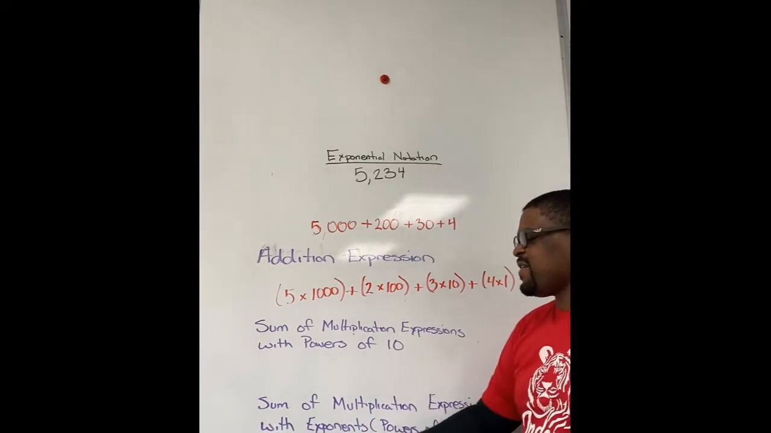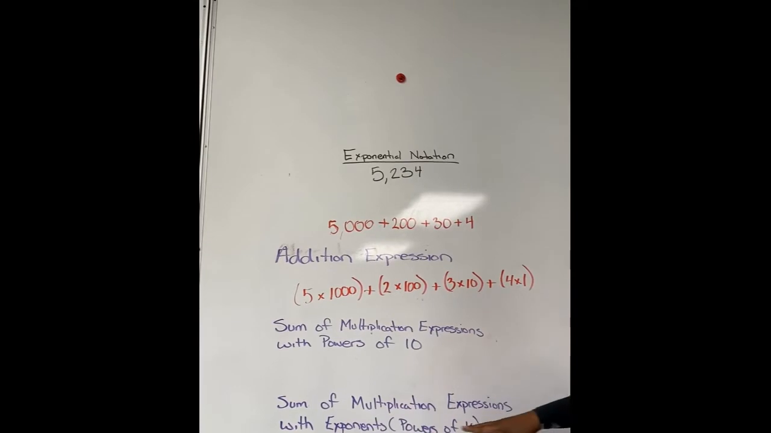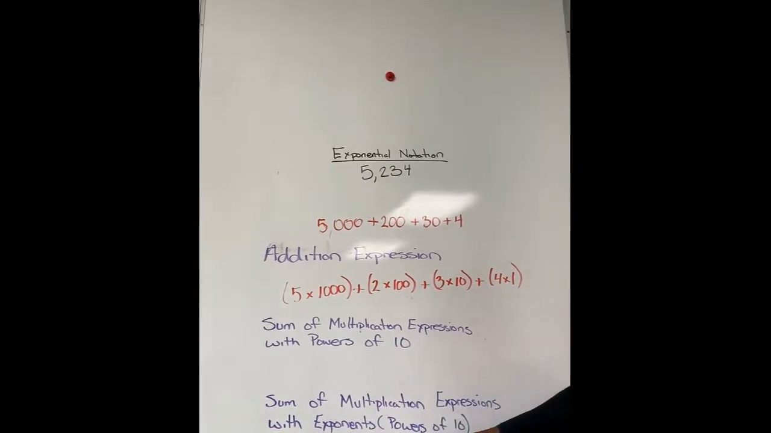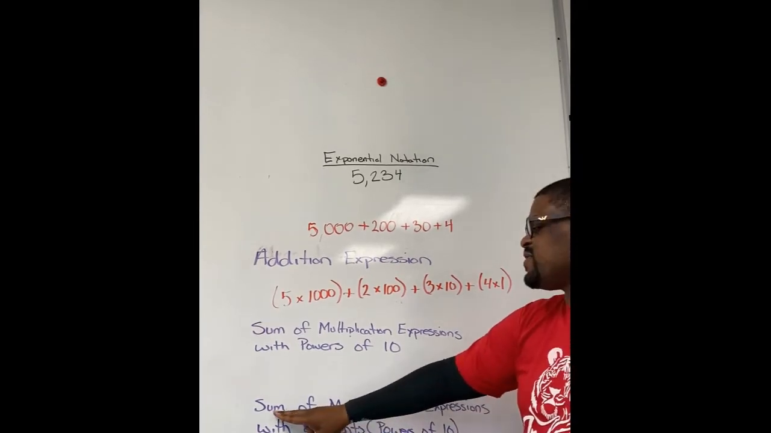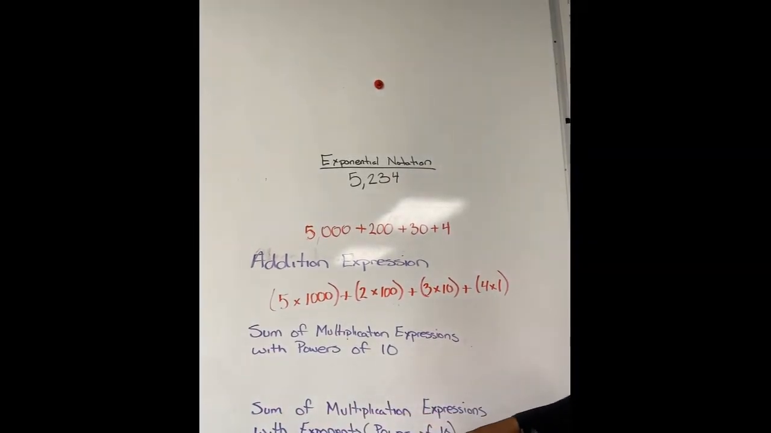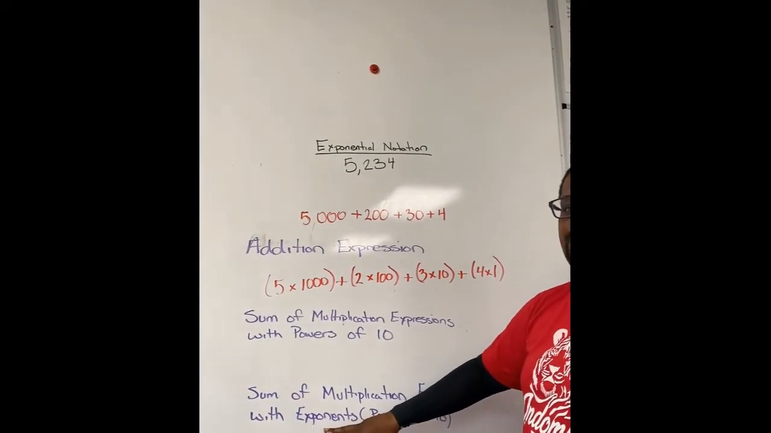Okay? And our very last way is something similar to this one, where it says sum of the multiplication expressions with exponents, powers of 10, where we've already discussed our powers of 10, and we've also discussed where it says sum of the multiplication expression. But what's going to make this one a little different is the fact that we're going to use exponents instead.